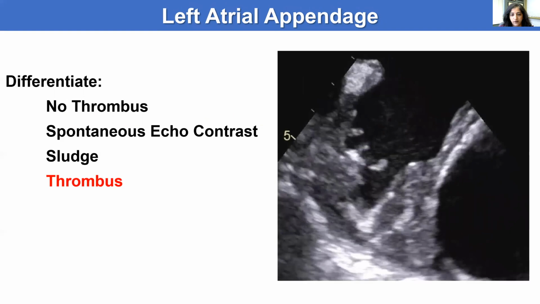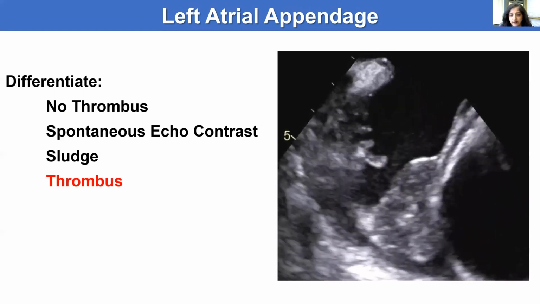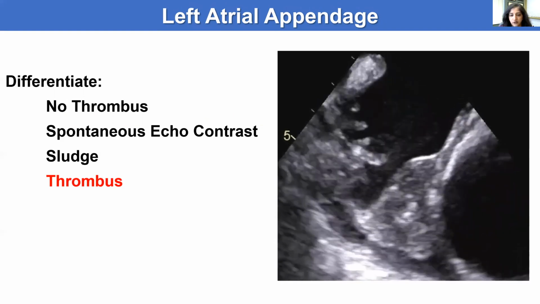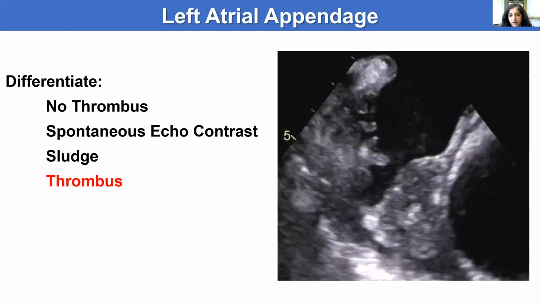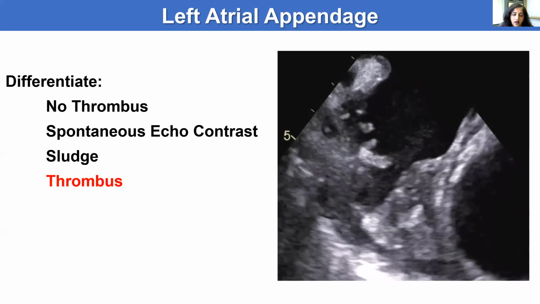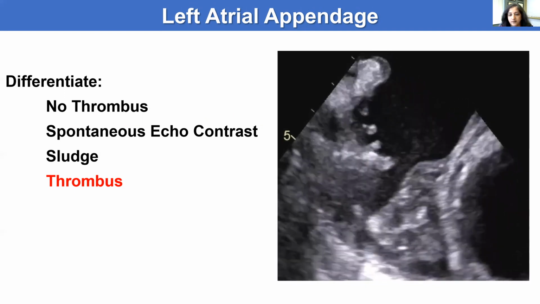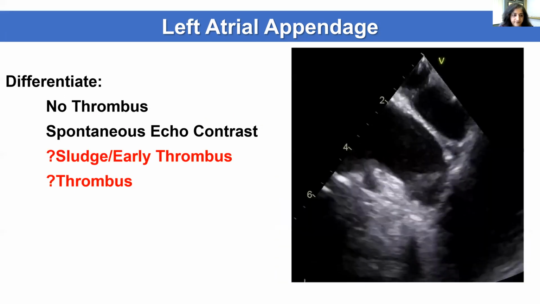And then here you see someone who has a clear left atrial appendage thrombus. You see this very large chronic appearing thrombus here at the tip of the left atrium on this 135-degree view. Really appears like it has been here for a while.